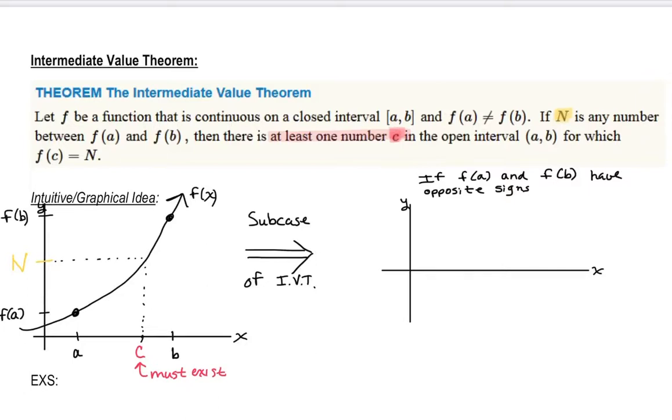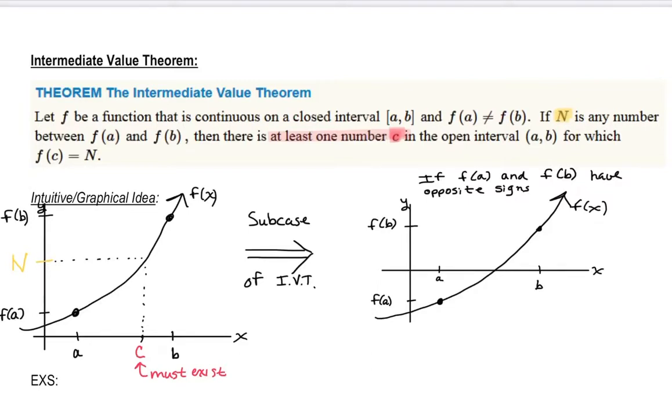So again, let's just attempt to draw a similar kind of boring type of function here. So here's my f of x. And let's just say maybe this is a right here. So this is going to be my value for a, which means this is where f of a is sitting. And then let's just say that this point right here is at b, and this would be my f of b. So f of a and f of b are now of opposite signs.